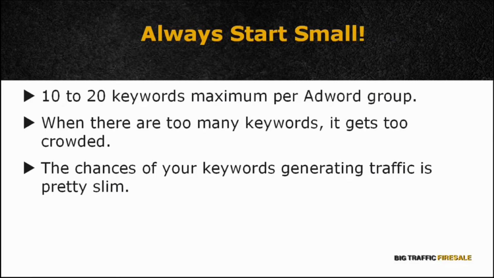Remember to always start small with the number of keywords per ad group, which is 10 to 20 maximum. That's because Google works in a way where when there are too many keywords in a particular ad group, the list will get too crowded and the chances of your getting results or generating traffic based on the keywords are slim. Some may not even generate anything at all.